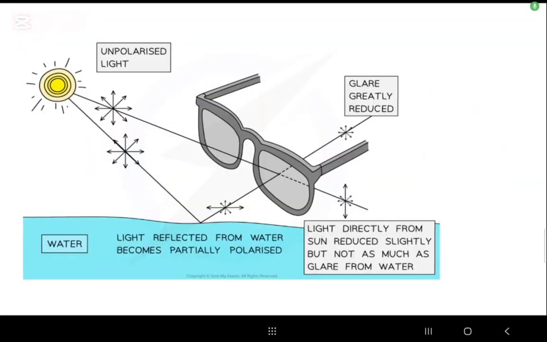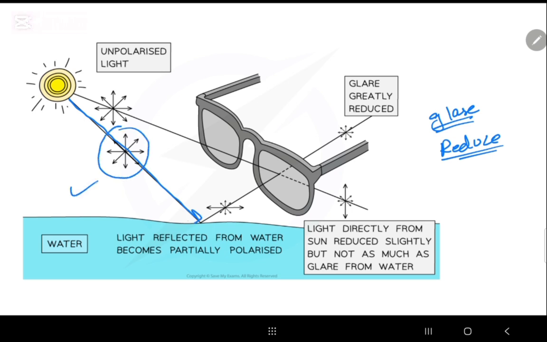So I'm going to connect this to the question that we had. And what I'm going to do here is we're going to talk about glare. What do we mean by glare? And how do we reduce it? And why are polarizing glasses so good at reducing the glare? So you can see that the sunlight is here and it hits the water surface. And we can see that the rays have oscillations in all directions. So we have unpolarized light right over here.